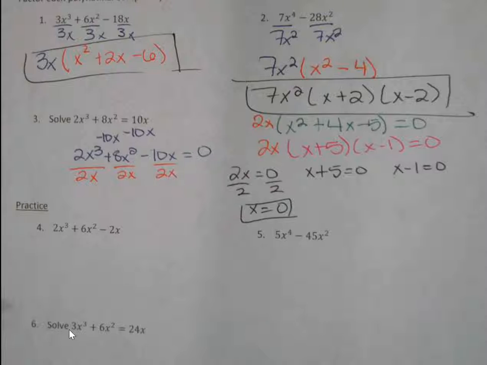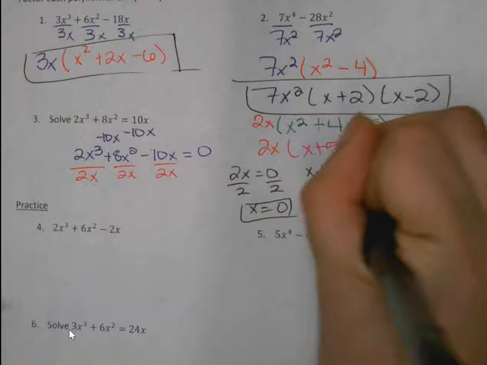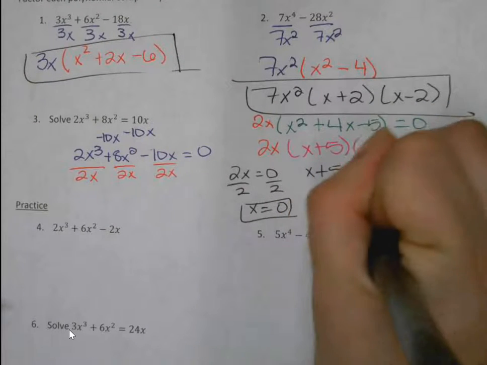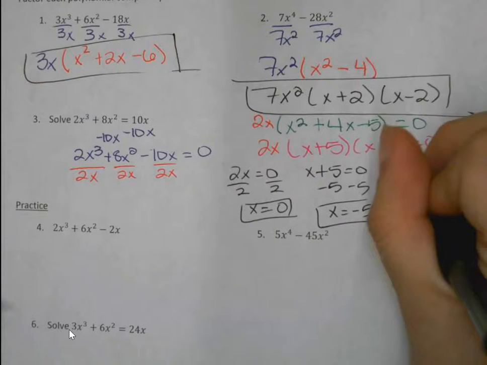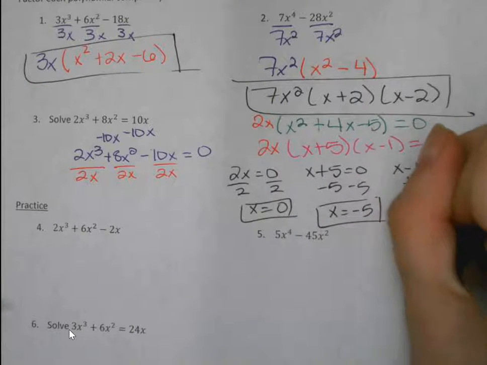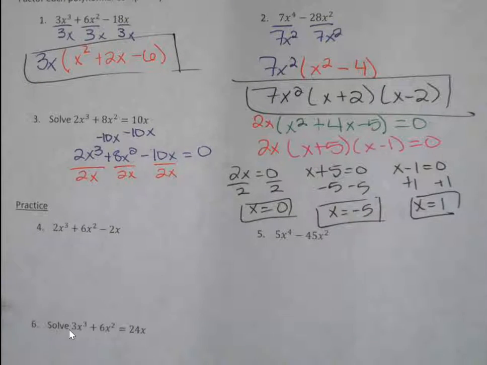Then what? Subtract 5 on the second one. I get x equals negative 5. And then on the last one I want to add 1, I get x equals 1. Questions here?